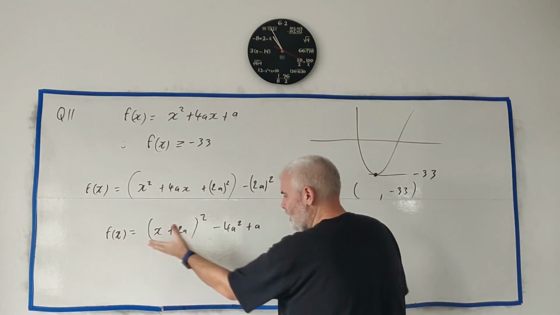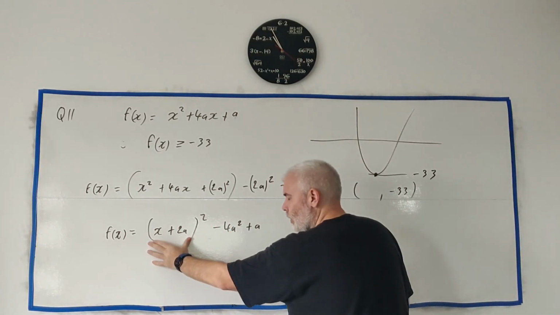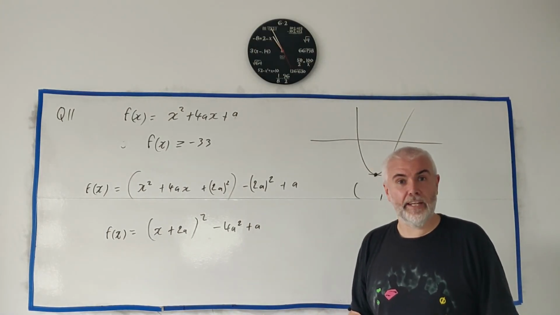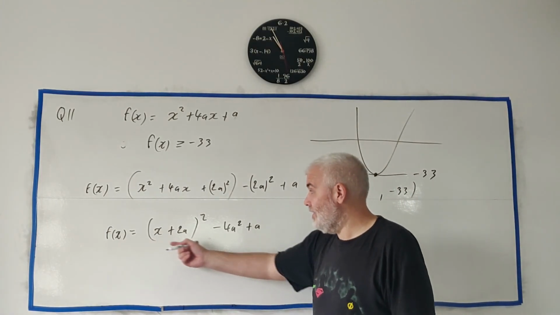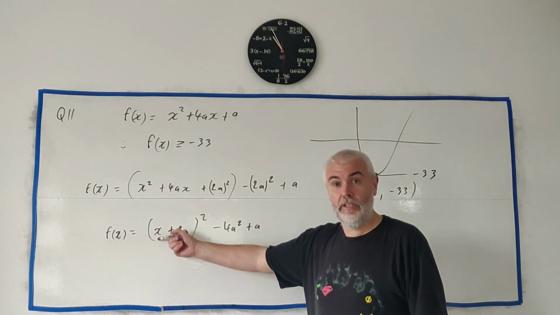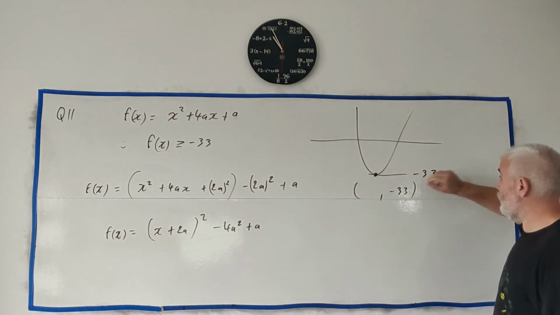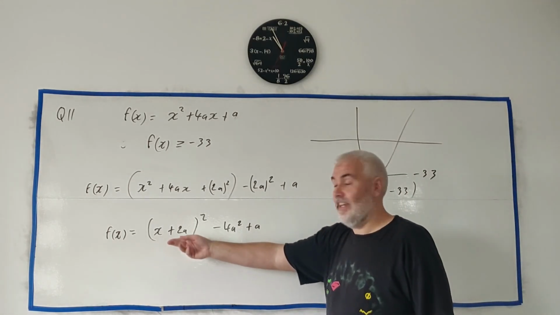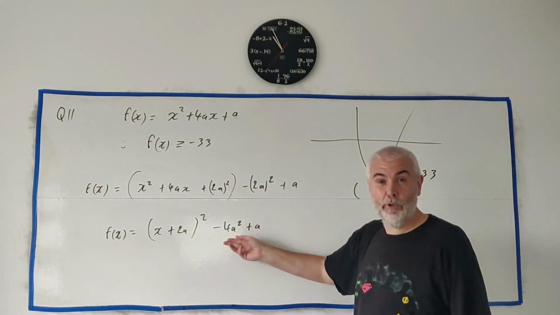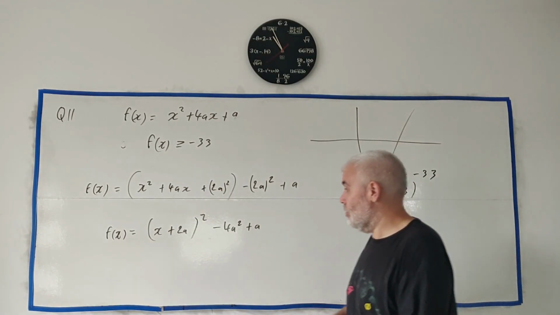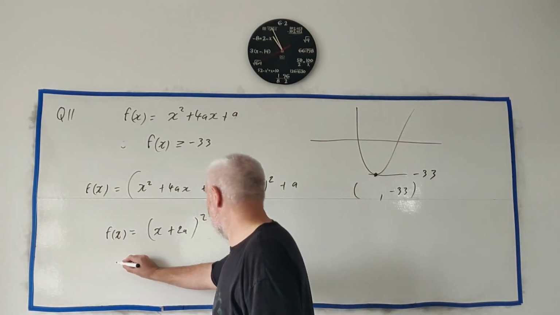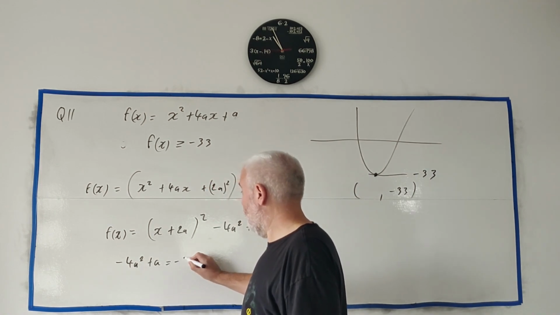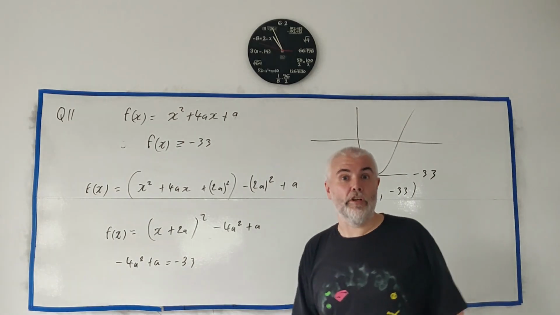Something squared. The only place x is in this square here. What's the lowest number a square can be? It can never be minus. So the smallest this can ever get is 0. But I know it goes all the way down to minus 33. So if the smallest this can get is 0, this number here must be minus 33. So really the answer to the question is minus 4a squared plus a must equal minus 33.